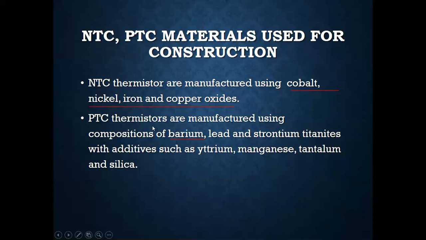So NTC thermistors are manufactured with cobalt, nickel, iron, and copper oxide. PTC composition is barium, lead, and strontium titanates with additives such as yttrium, manganese, tantalum, and silica. These are the materials used for NTC and PTC.